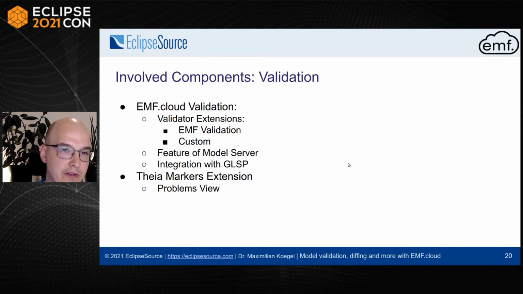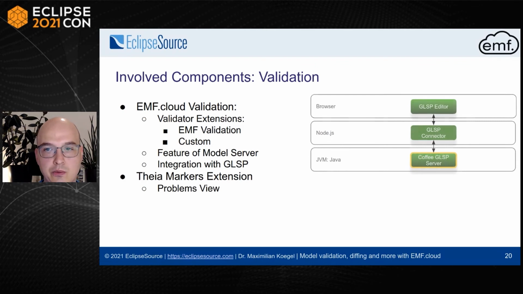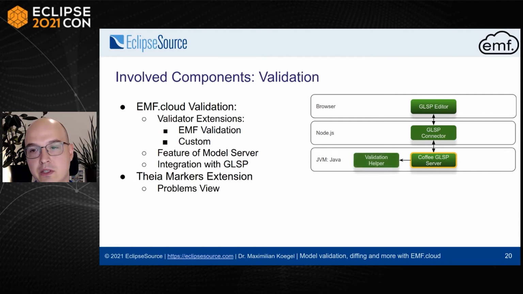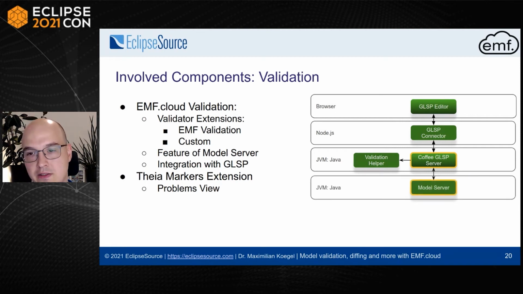Validation is based on EMF.cloud validation. It is able to support different validator extensions. One of them is based on EMF. There can also be custom validators. If we look at that from an architecture perspective, we have the GLSP editor with its stack, editor, connector, and server. This time the GLSP server is modified to add validation. It will make use of a validation helper to map those validations back onto the graphical visualization. And it still connects to the model server, which is now modified to also support validation. In our case, EMF-based validation, but it could also be a custom validator that you implement.